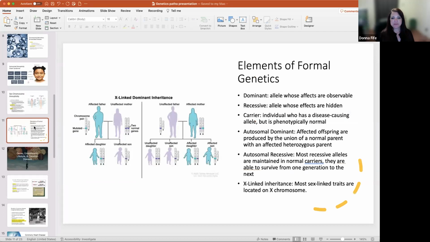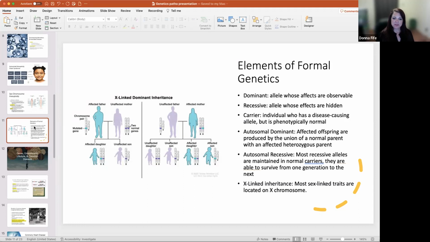Elements of formal genetics: a dominant allele is one whose effects are observable, and a recessive allele is one whose effects are hidden. A carrier is an individual who has a disease-causing allele but is phenotypically normal. Autosomal dominant disorders produce affected offspring from the union of a normal parent with an affected heterozygous parent. For autosomal recessive, most recessive alleles are maintained in normal carriers, and they are able to survive from one generation to the next. That's how those are passed down.